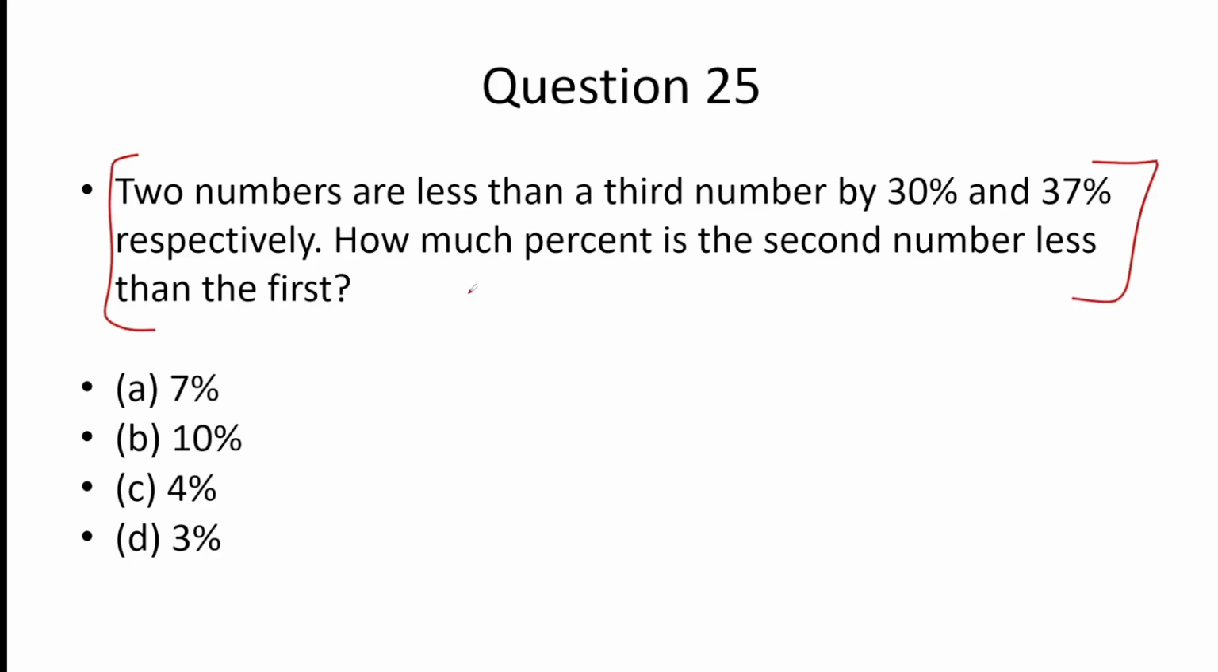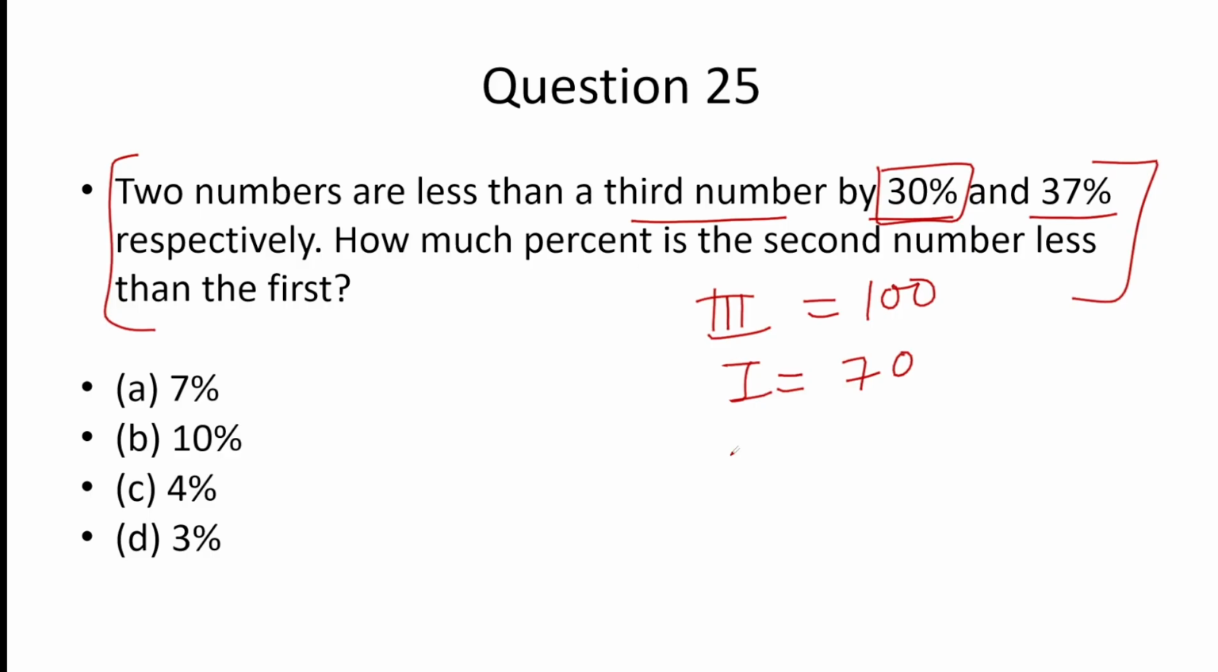Let's discuss this question. This is again a percentage question. Two numbers are less than the third number by 30% and 37% respectively. How much percent is the second number less than the first? So let's take the third number as 100. The first number is 30% less, means the first number will be 70. The second number is 37% less, so 100 minus 37 will be 63. This is the first number, second number, third number.